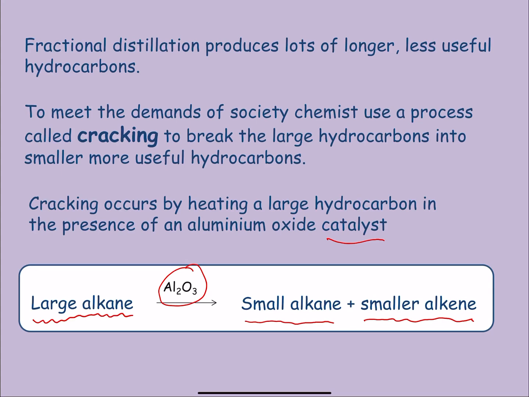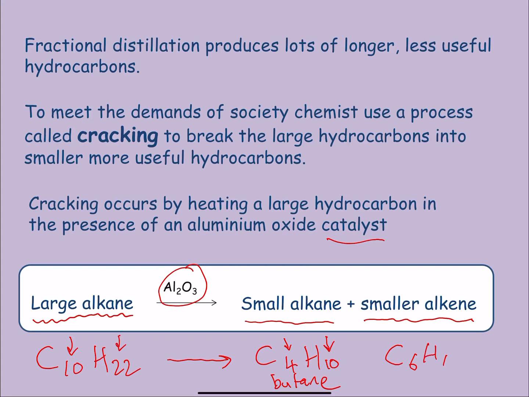So let's start with a large alkane. Let's start with decane, C10H22. Double it and add 2. Let's say we wanted to break that down to a small alkane like butane, C4H10. That's butane. So what are we left with? We've got 4 carbons here, but we have 10 on the left, therefore we have 6 remaining. So that would be C6. We have 10 hydrogens here, 22 here, so therefore we have 12 remaining. C6H12, you only have to double that number to get to that, so that's hexene. So we have an alkane plus an alkene.